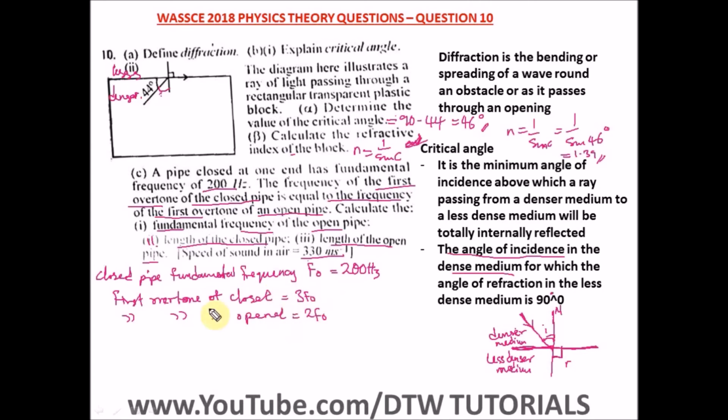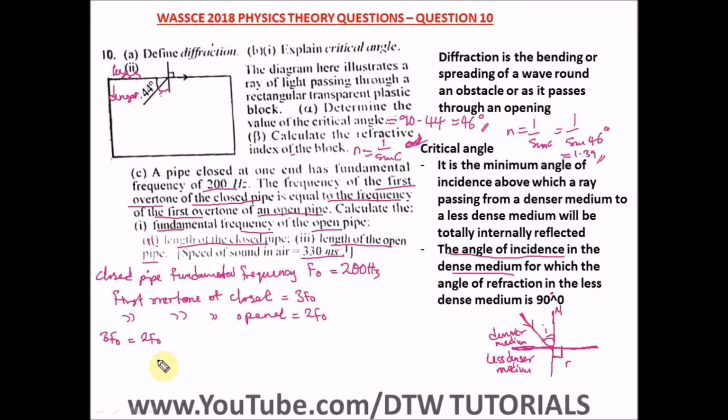There are details on how to get this. I can't start explaining that in this video, but in a proper video where I explain the introduction to this topic, it will be explained. So it says the frequency of the first overtone of the closed pipe is equal to the frequency of the first overtone of an open pipe. So it means 3 FO is equal to 2 FO. Is that not it?